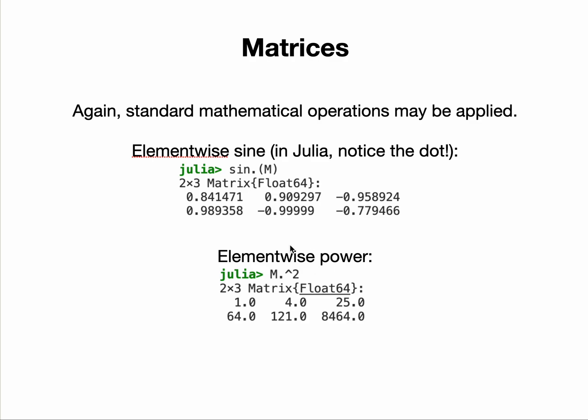Another example of element-wise operation would be the element-wise power, which we also used previously in our example. This is an element-wise power of matrix M. So .^2, then each of the elements of the matrix are taken to the power 2.